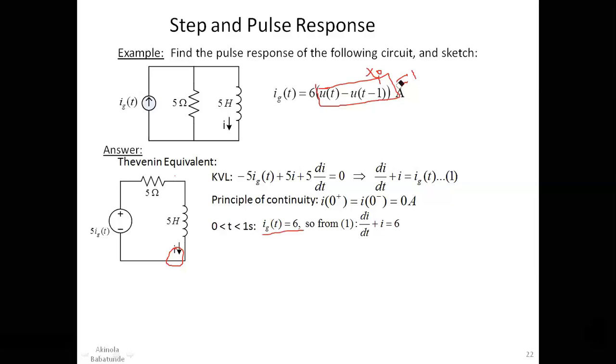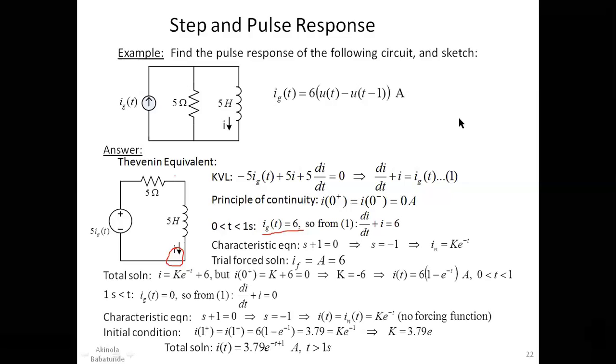If we take it a step further from equation 1 here, you can easily substitute your ig(t) to be equal to 6. If you do that, you have di/dt plus i equal to 6. As soon as you are able to pinpoint that, the rest becomes very easy to deal with. The rest is just basic simple mathematics.